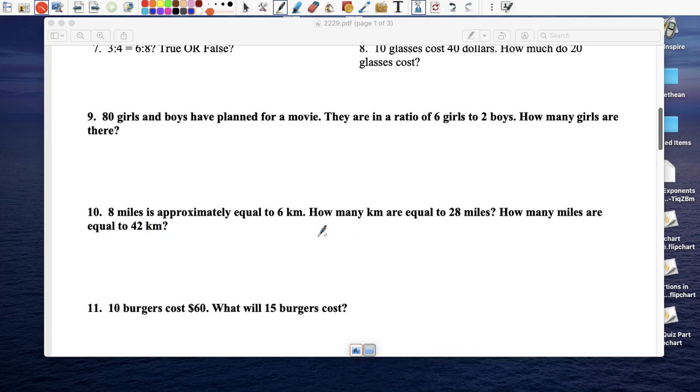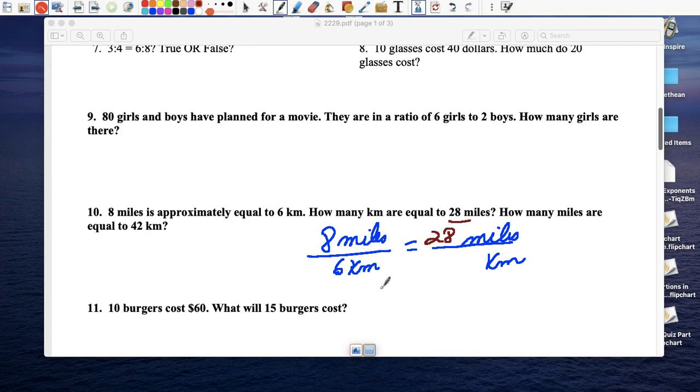8 miles. Oh, again, the same problem. 8 miles, 6 kilometers. And I guess you can practice. So over here we set up a proportion, and here we're going to write miles and kilometers. So now the question says here 28 miles, right? So let's write 28 miles over here. I'm going to write x. Let's cross multiply this one.